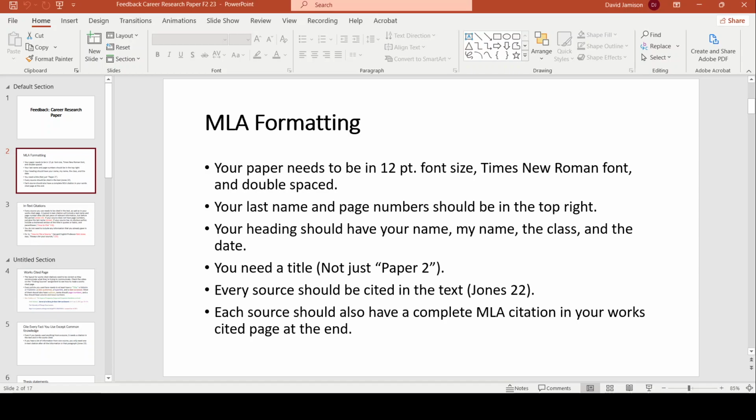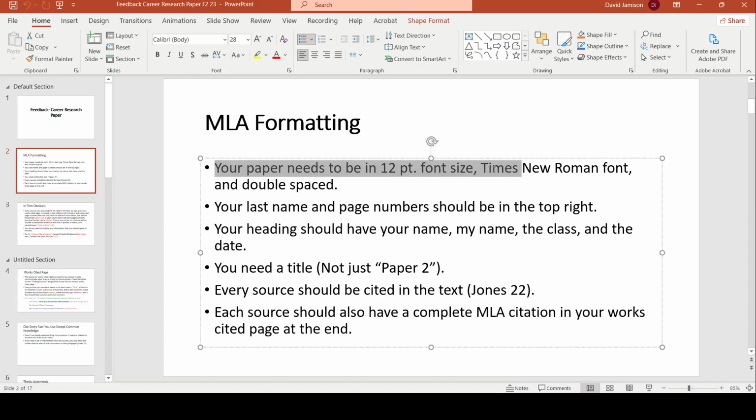one of the big issues that popped up over and over again is MLA formatting. There's two parts to MLA formatting. There's the citations that you end up having and the in-text citations, but there's also the way that the paper looks. The samples that I gave you guys are all pretty good examples of that. And what I'm looking for here is for your paper to be in 12-point font, Times New Roman, and it needs to be double spaced. A lot of you guys were missing at least one of those things.